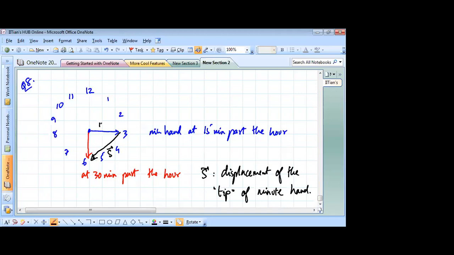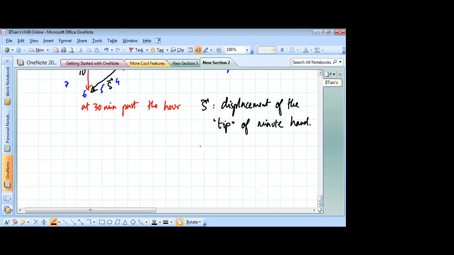So you can see that if this is 10 and this is 10, it is 90 degrees. So obviously the magnitude of that displacement will be the hypotenuse of that isosceles right angle triangle. So 10 root 2 centimeters.